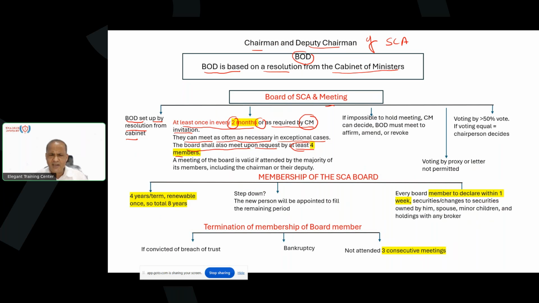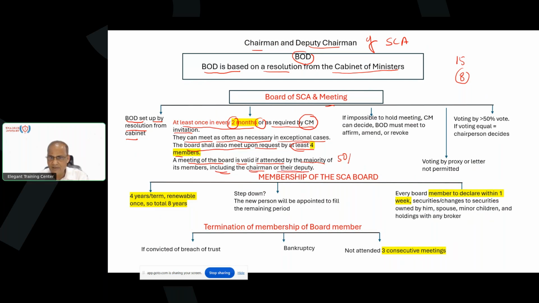Next, a meeting of the board is valid. Every line is important. Okay? A meeting of the board is valid if attended by a majority including the chairman or the deputy. So there are, let's say, 15 members in the board. Minimum majority means 50%. So minimum 8 members should be present for the meeting to be valid. And that 8 members, a majority, also includes the chairman or deputy chairman.